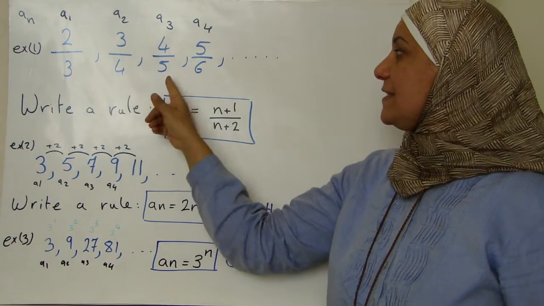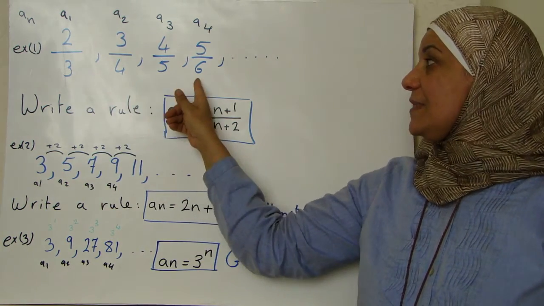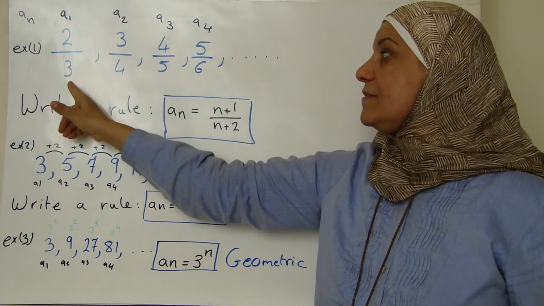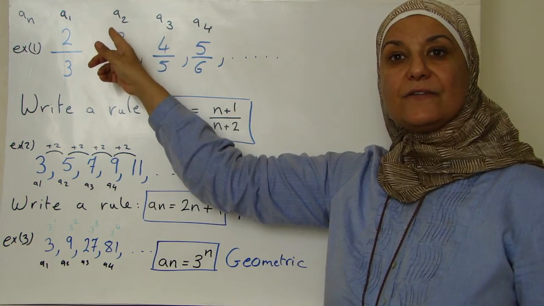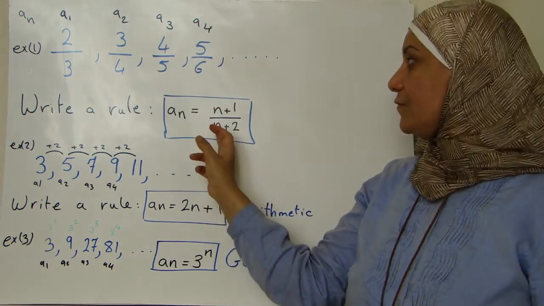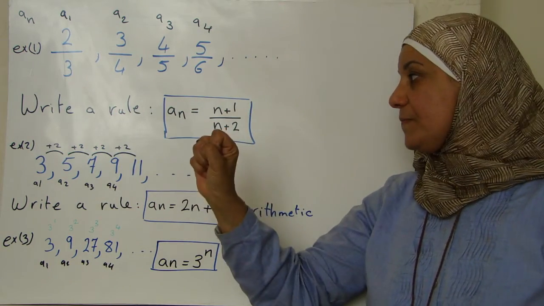What about the denominator? What do I notice? How much bigger than the 1 is the 3? 2. How much bigger is the 4 than the second term? 2. How much bigger is the 5 than the third? 2. So it is n plus 2. That is how we find out a rule.